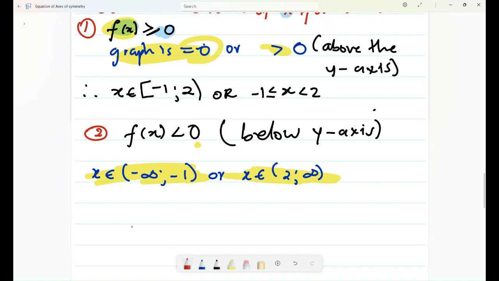Or someone preferring another method can say x is between negative infinity and negative 1, or x is between 2 and infinity. This is normally your 3-mark question, so never neglect them. I believe you are following.